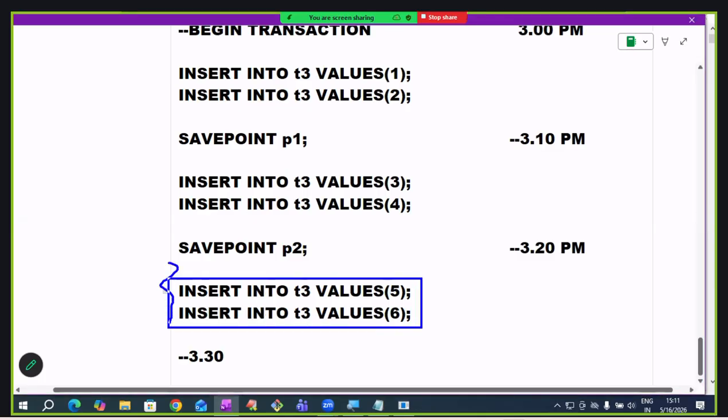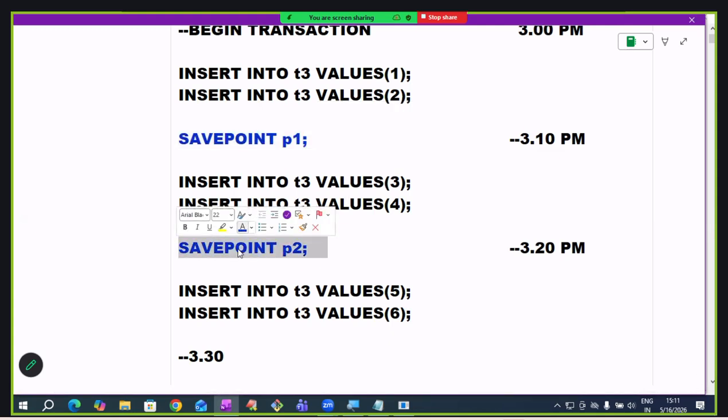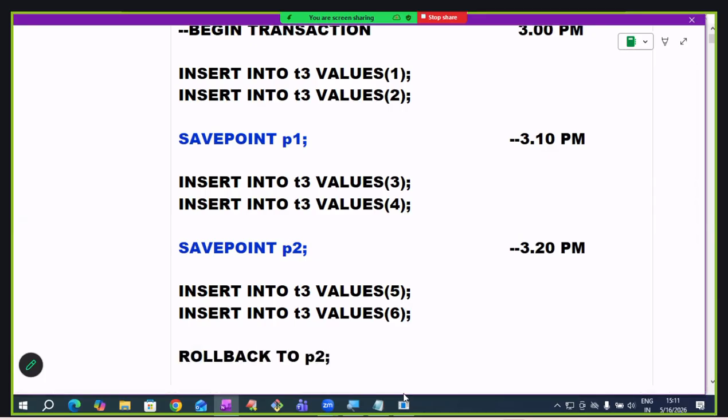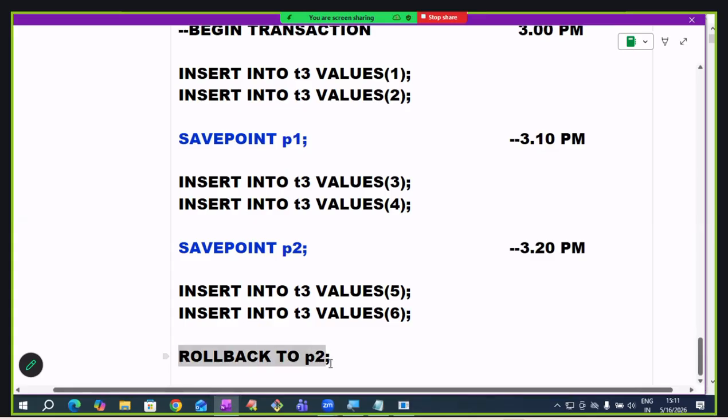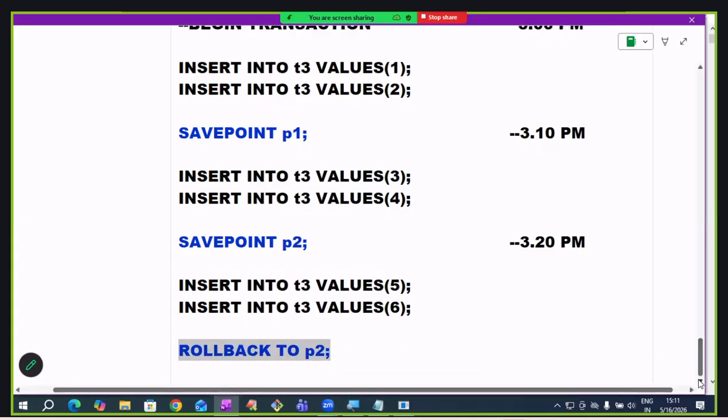I found some mistakes in the last 10 minutes' actions. I want to cancel the last 10 minutes' actions now. What do I write now? Roll back to P2. Like this. Roll back to P2. Like this, right? Now what happens?